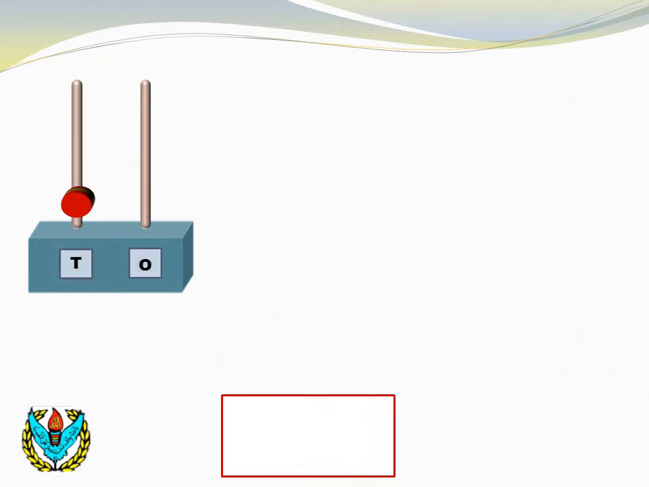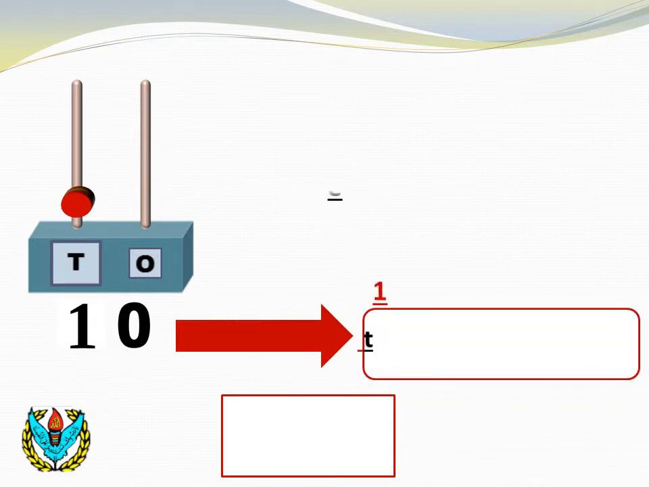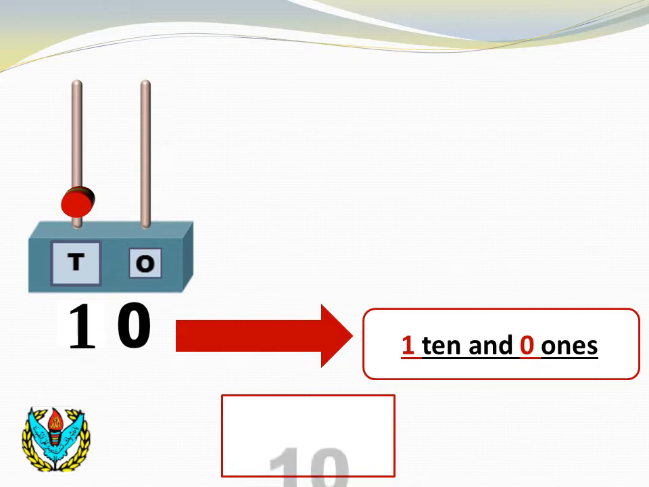Another example. Look at this abacus. There is only one bead in the tens rod and there is no bead in the ones rod. It means it is 1 ten and 0 ones, and it makes the number 10. ये हमारे पास जो नंबर आया है वो आया है 10.